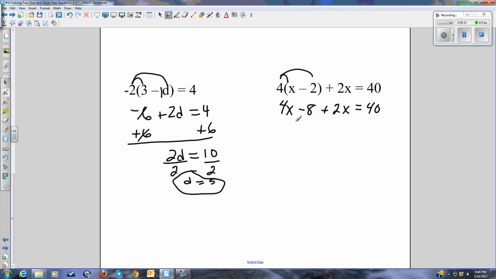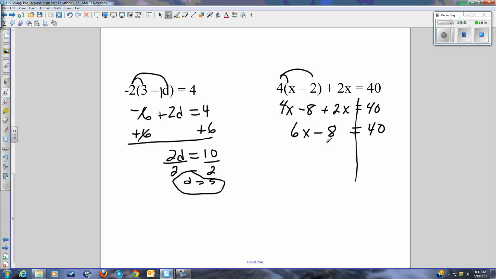Let's go ahead and try to do something about these like terms. Notice if I draw a line down through the middle, I have x's on the same side, so let's combine them. 4x plus 2x is 6x. And then we have minus 8 equals 40.